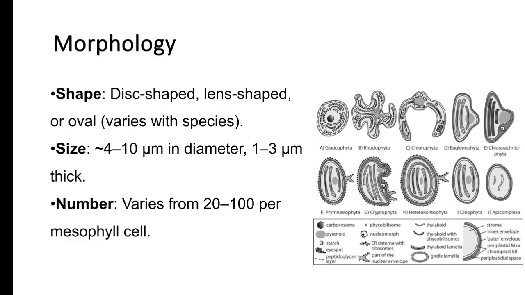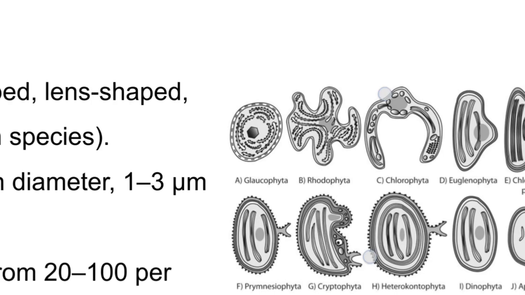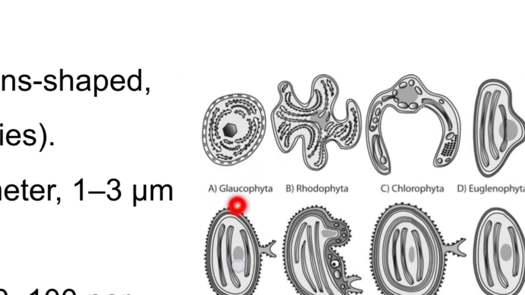If you see the morphology of the chloroplast in different organisms, it appears in different shapes. For example, it might be disc shaped, lens shaped, or oval shaped. The size and shape of the chloroplast vary from one organism to another. You can see here the chloroplast found in Glaucophyta appears oval shaped. For example, in Chlorophyta, these are all different classifications of algae.